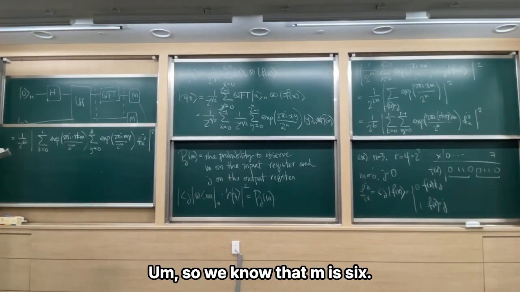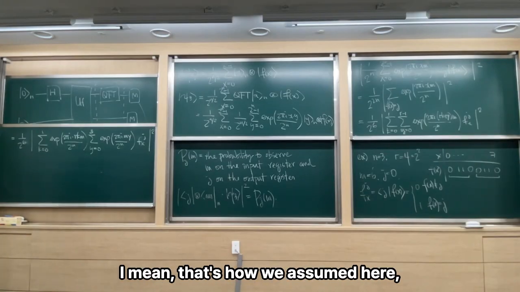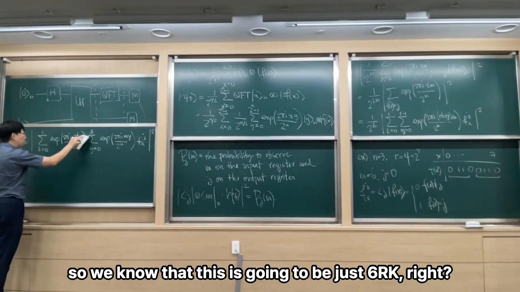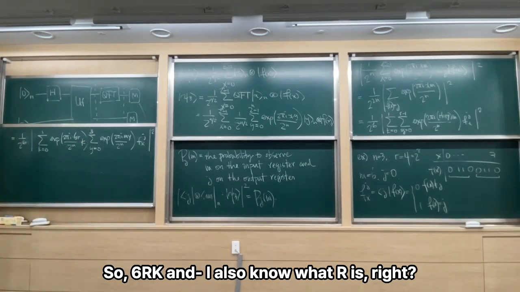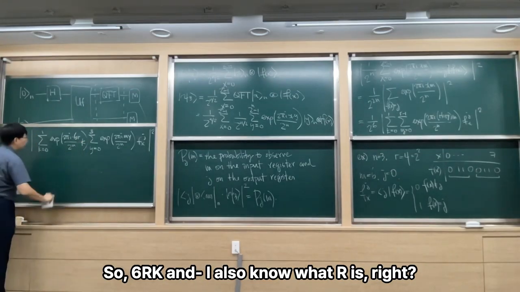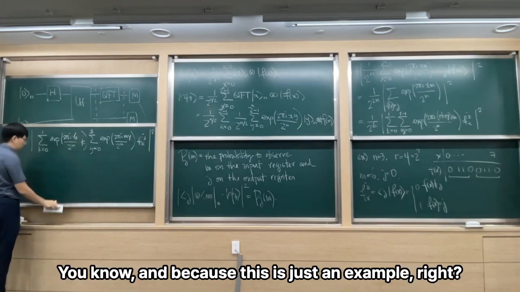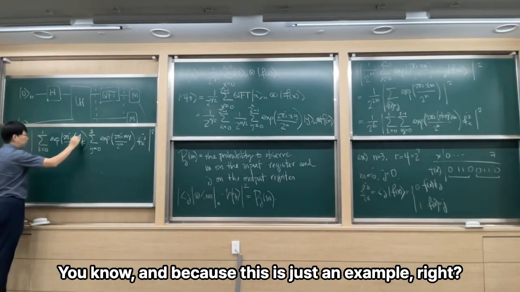So we know that M is 6. I mean, that's how we assumed here. So we know that this is going to be just 6 RK, right? So 6 RK. And I also know what R is, right? I know what R is, and because this is just an example, right?